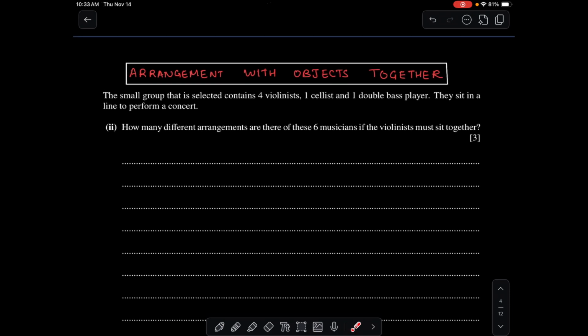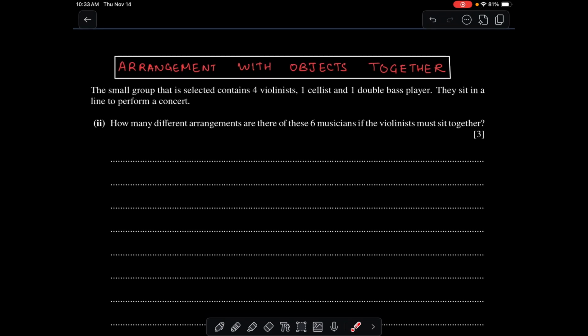Let's look at the next example. In this next example, it is the second part of the same question. Here, the small group that has been selected now contains, again, 4 violinists, 1 cellist and 1 double bass player. They sit in a line to perform a concert. How many different arrangements are there? Okay, so this is arrangements, that means this is going to be permutation. Or you can use factorial.